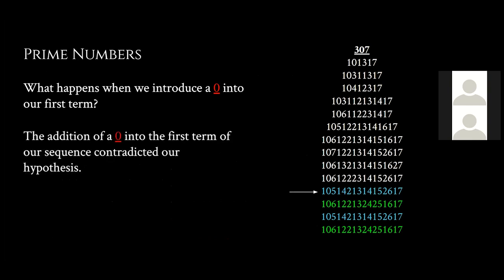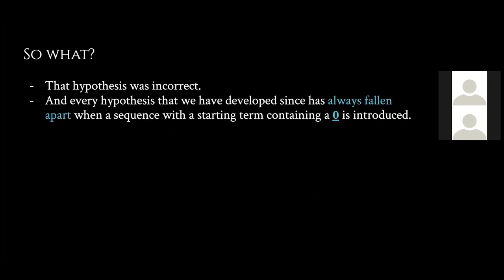So the addition of a 0 into the first term of our sequence contradicted our hypothesis and completely threw everything off. So yeah, we don't like zeros, they are our enemies. So again, the hypothesis was incorrect. And actually every hypothesis that we've come up with since has completely fallen apart when we introduce a starting term that has a 0 in it.